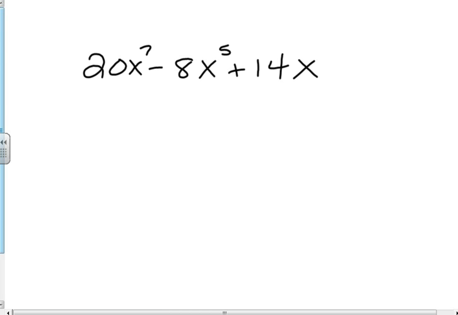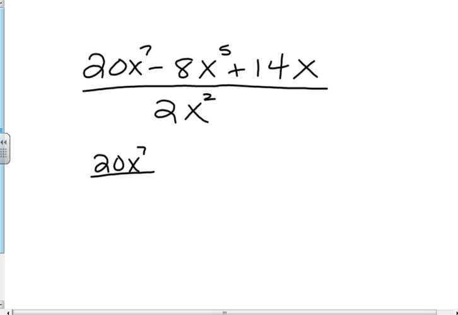All right. Division, we didn't do any of those yet, and the square roots. So division. Let's say you had 20x to the 7th minus 8x to the 5th plus 14x, and we're going to divide that by 2x squared. If it's a monomial, one term in the bottom, write those as separate fractions. Yes, it can be done by slashing things out here, but there's way too many places things can go wrong. So just take 1 second to actually write those as separate fractions.